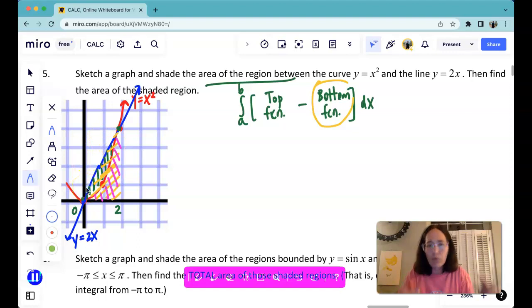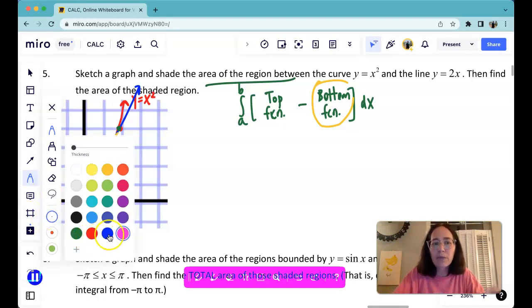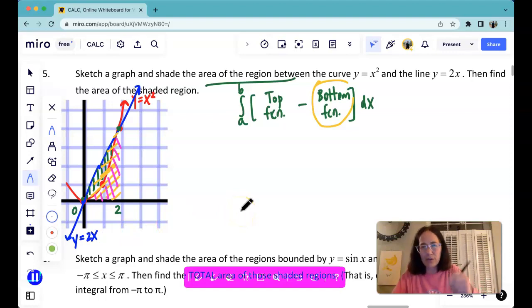And this method will always work as long as you can decide which function bounds the region from the top and which function bounds the region from the bottom. And we'll get more into practice with this over the coming days. So for this one, let's do the setup here.